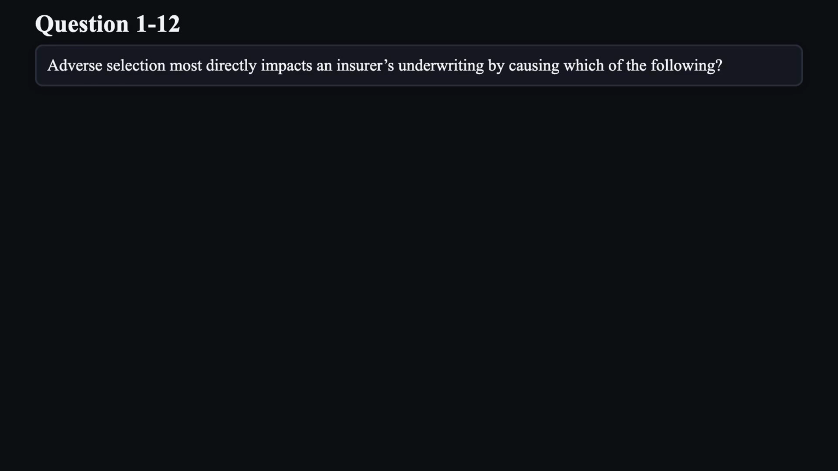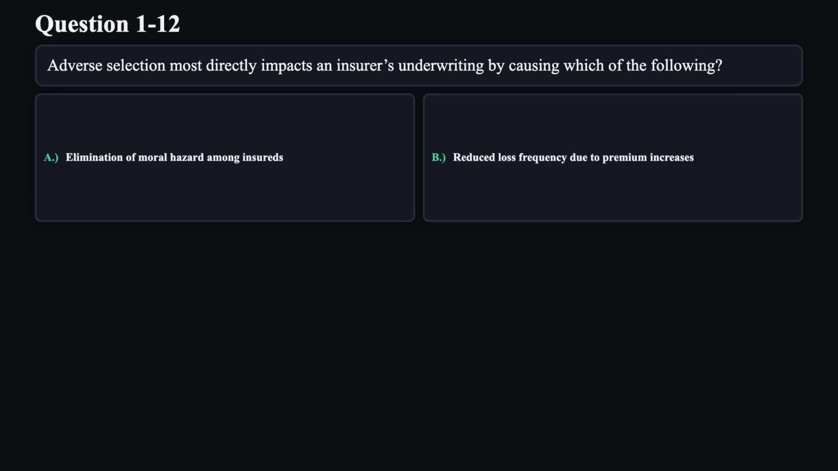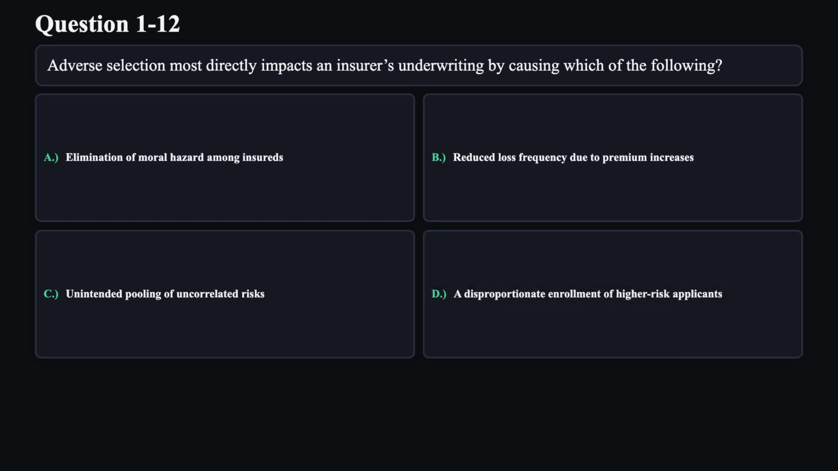Question 12. Adverse selection most directly impacts an insurer's underwriting by causing which of the following? A. Elimination of moral hazard among insureds. B. Reduced loss frequency due to premium increases. C. Unintended pooling of uncorrelated risks. D. A disproportionate enrollment of higher risk applicants.